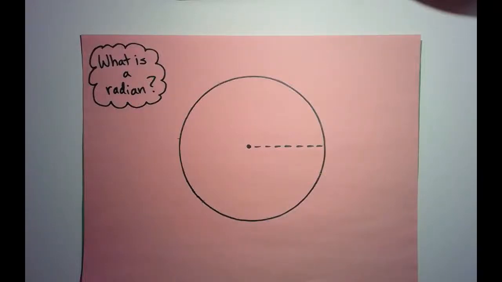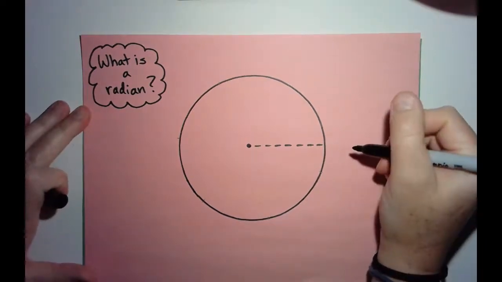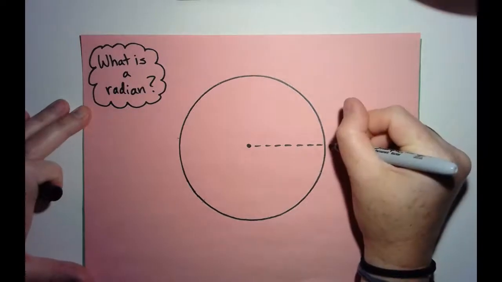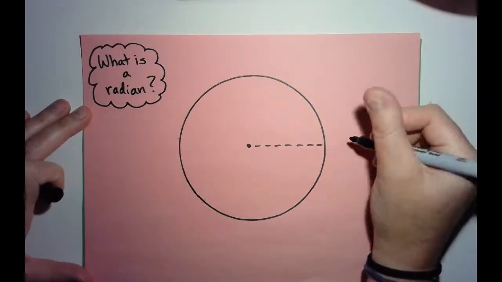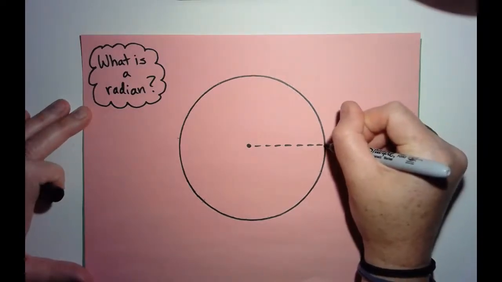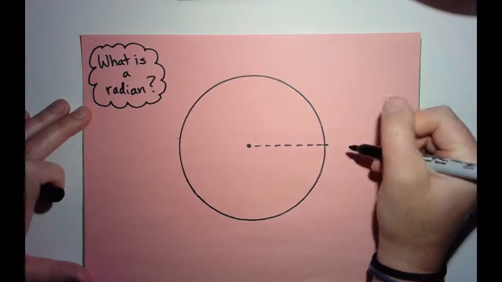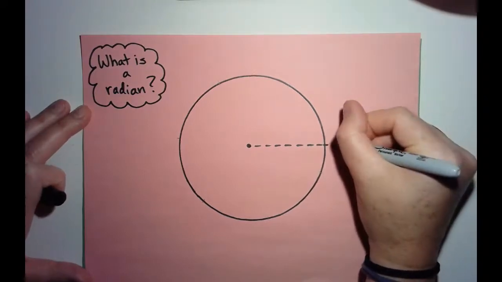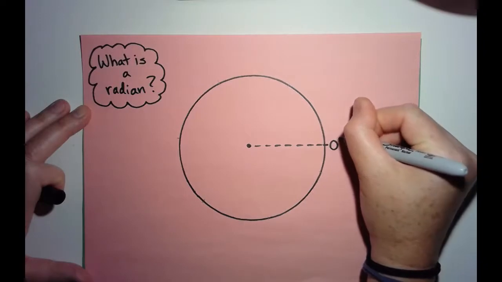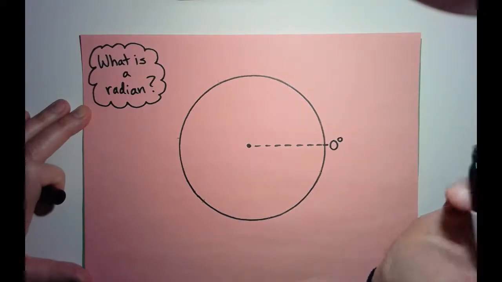In this video, we're going to take a look at what is a radian. So in a circle, we normally measure things with degrees. You've probably heard that a circle has 360 degrees total. So if we start right here at the edge of my radius I've drawn for this circle, I would say that starting point could be considered 0 degrees.